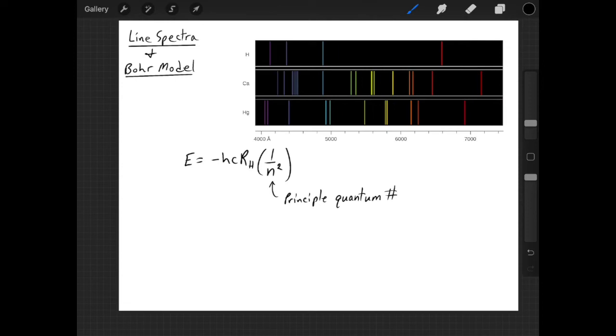And to find the change in energy associated with an electron jumping between different orbits, you can just find the delta E. So you look at whatever energy for the orbit you start with, you compare it to the energy of the orbit that you end in, and the magnitude of that gap is just the delta E. And the expression for that is this one. And nf is the final principal quantum number, and ni is the initial principal quantum number.